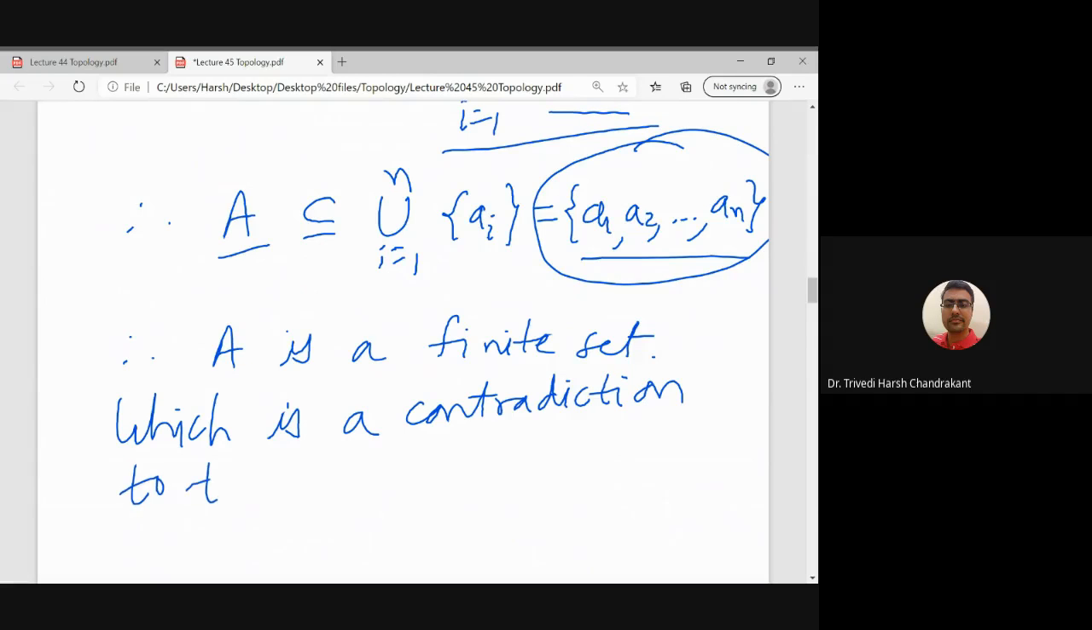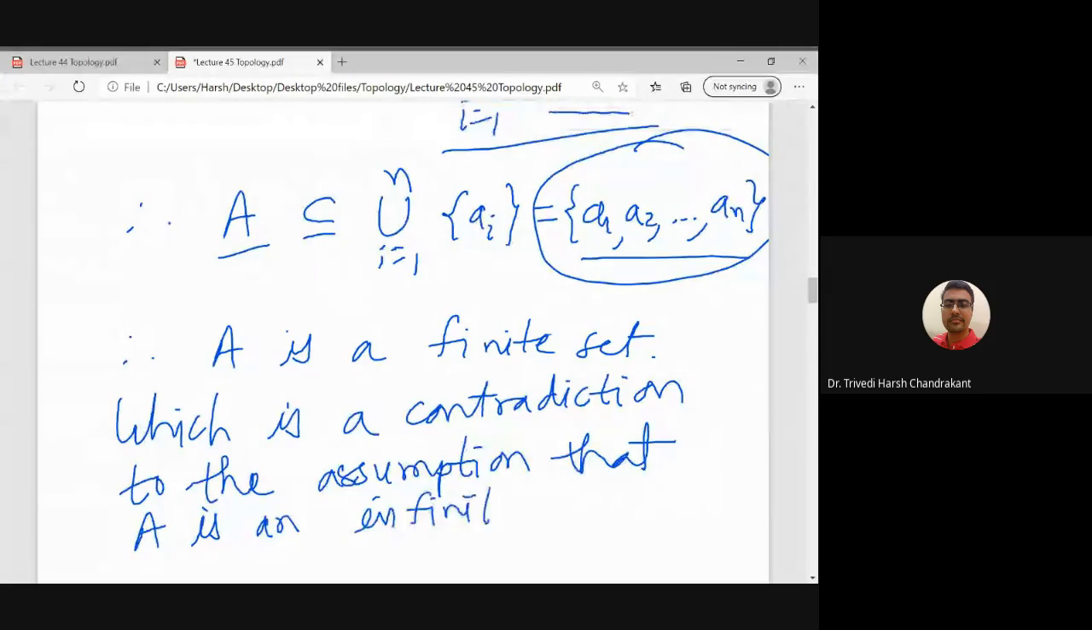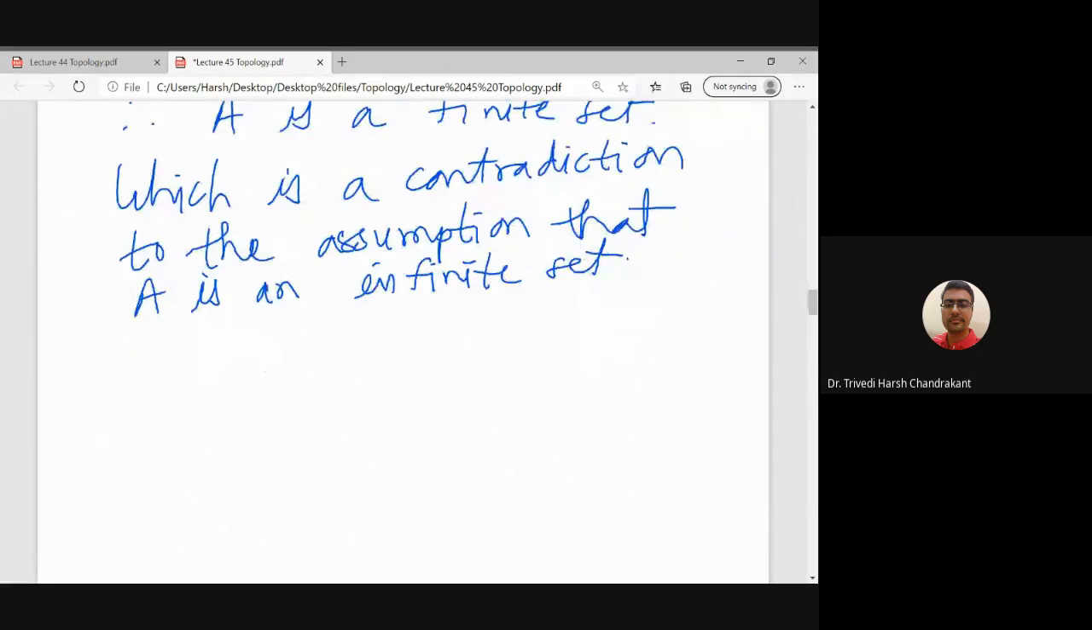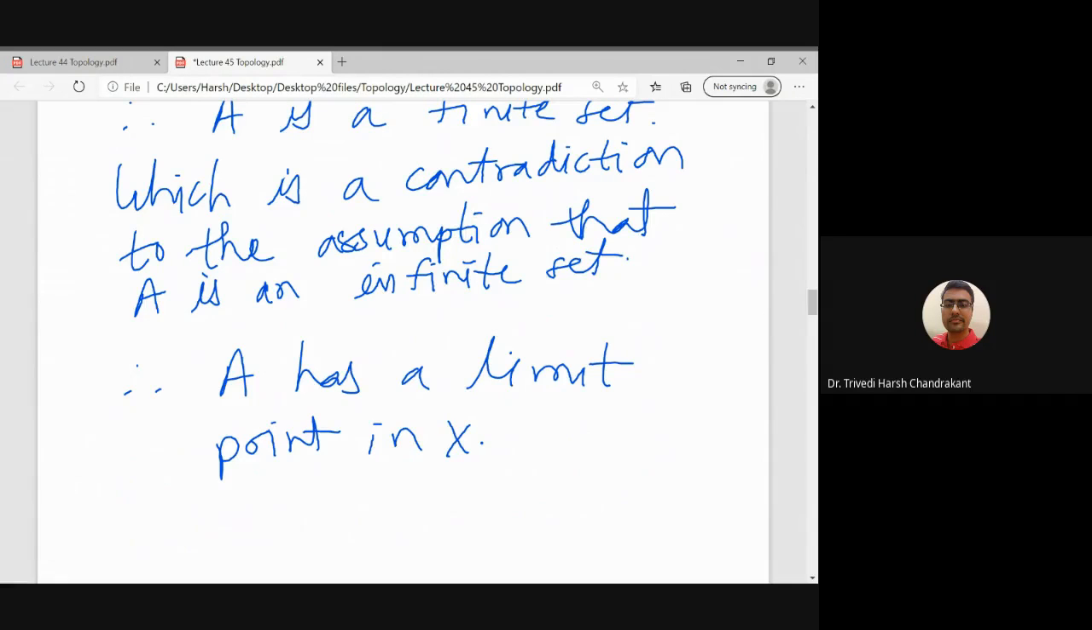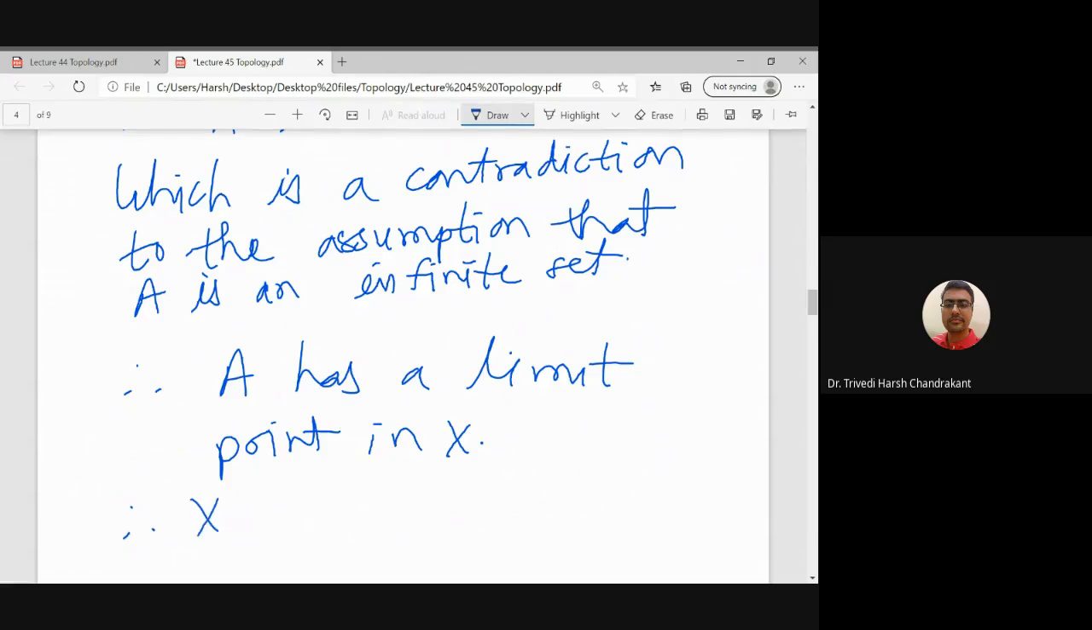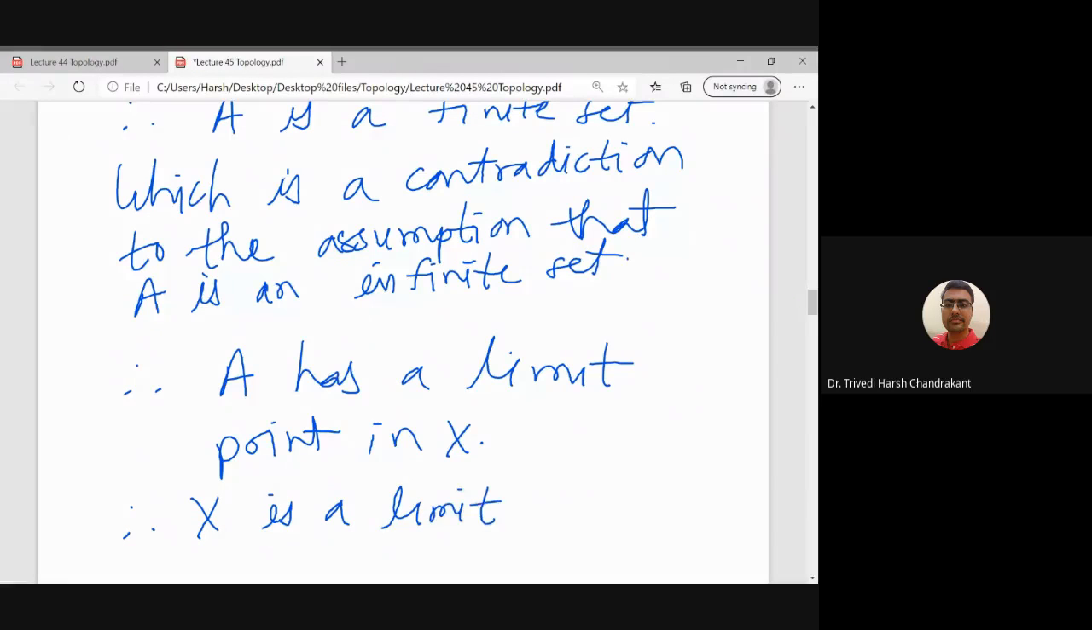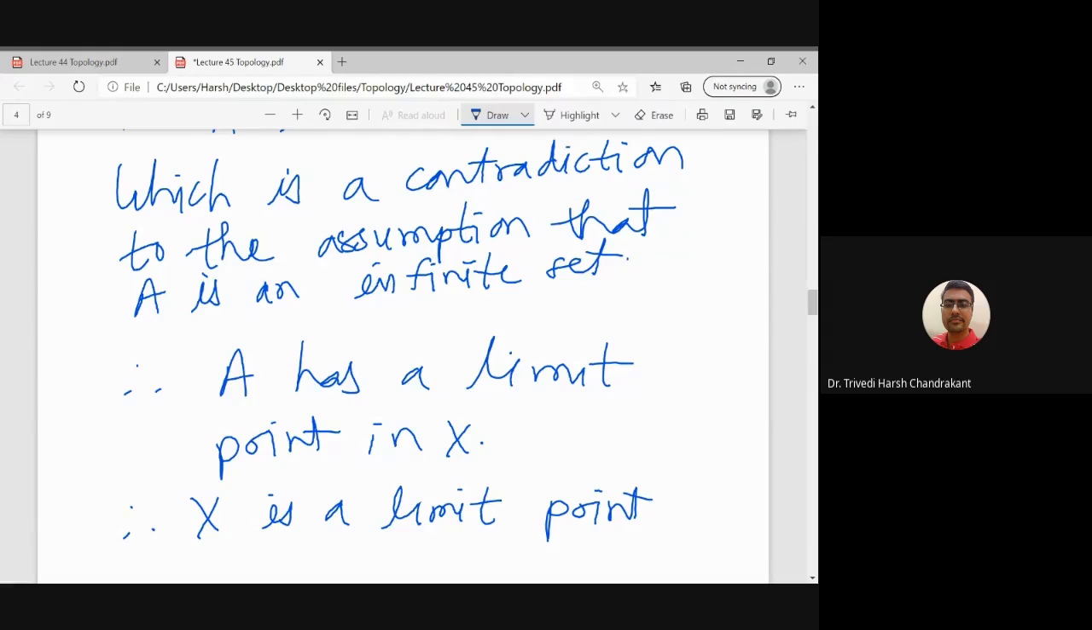It is a contradiction to the assumption that A is an infinite set, right? And this assumption is coming because we are assuming that A has no limit point. So therefore, A has a limit point. So we proved that every infinite subset A of topological space X has a limit point in X. So therefore, X is limit point compact.